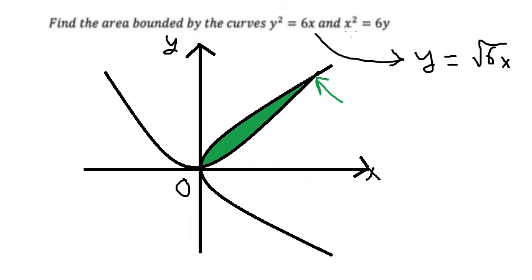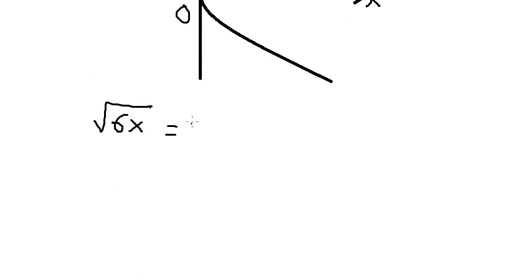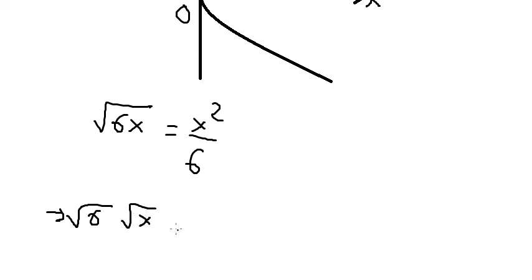This one we just divide by 6. And we will have y equal to x squared over 6. Now we need to find the intersection in here. So this one we will have the square root of 6, the square root of x.